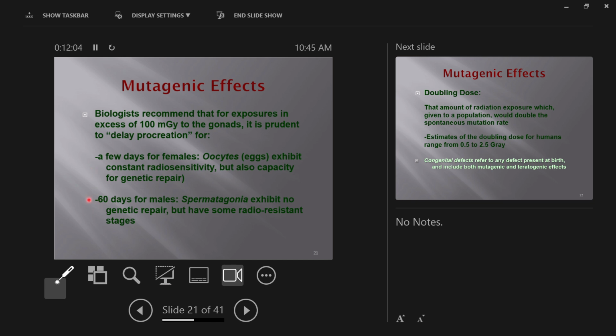Spermatogonia, the already mature spermatozoa, hard to hurt them, but the spermatogonia that will mature, they are sensitive to radiation and can't fix themselves. Okay, so when they become damaged, it just takes time. They have to sort of cycle out of the system, and new ones have to be produced. So that 60-day wait is to wait for new mature sperm cells to be produced that were never exposed to radiation to start with.